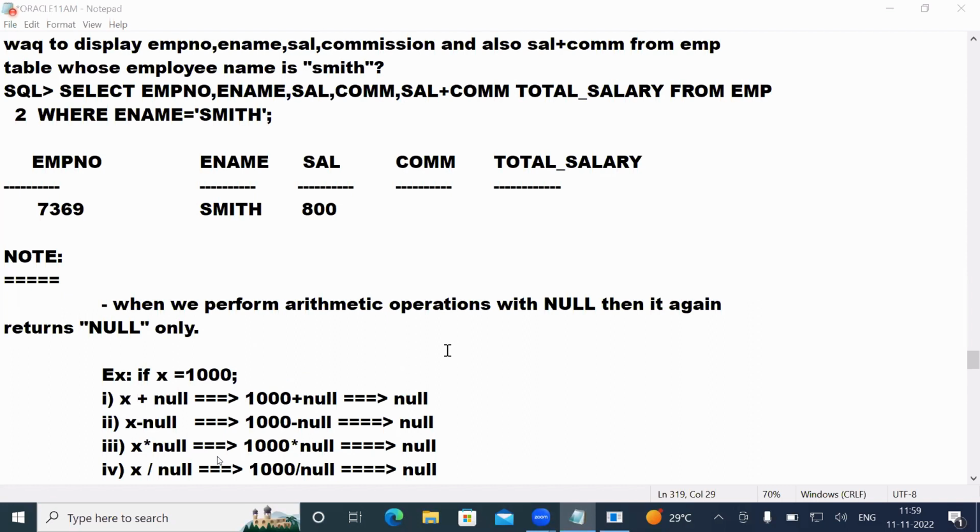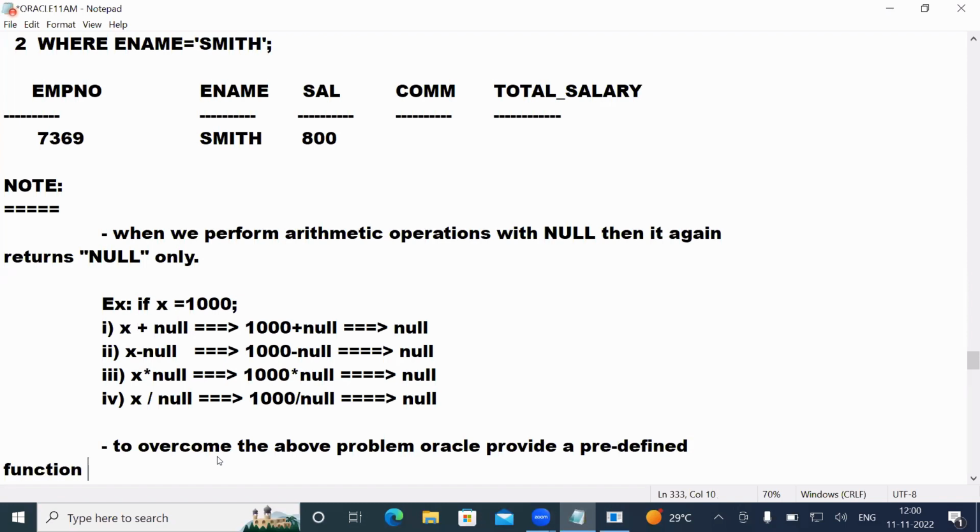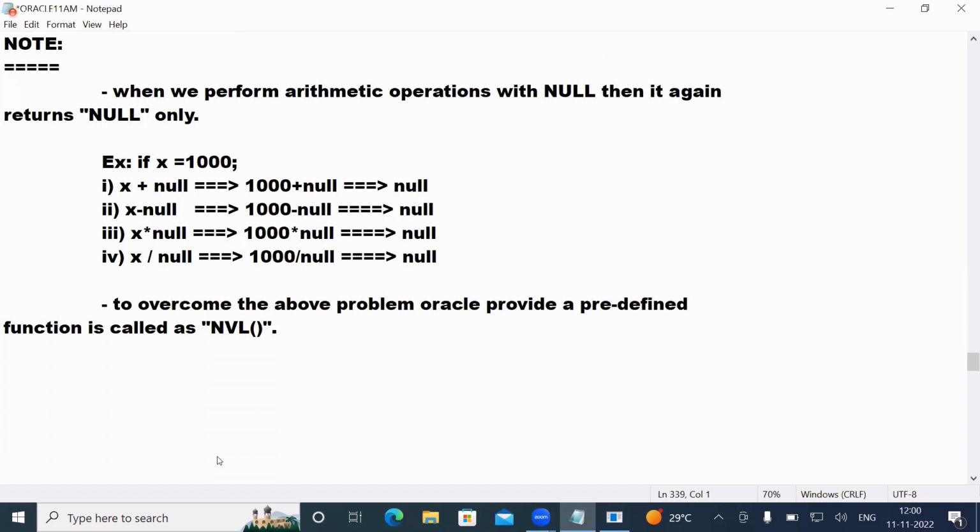Right. So this is actually the problem. Then how can I overcome that? So now here we are writing to overcome the above problem. To overcome the above problem, Oracle provides a predefined function called the NVL function. This is the most important for you. So this null related information is important for your interviews.